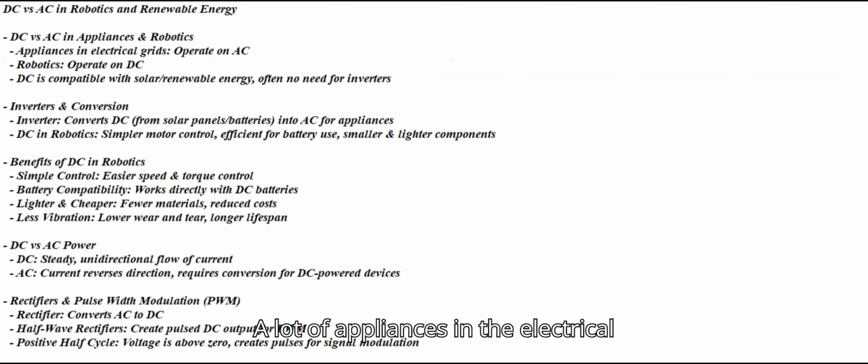A lot of appliances in the electrical grid operate on AC, but robotics operate on DC. In fact, DC is very compatible with solar and renewable energy, meaning you may not even need a converter or inverter when dealing with renewable energy in robotics. Copper wiring acts as the medium to carry the electrical current, transmitting energy from the inverter to where it's needed. An inverter is an electronic device that converts direct current, DC, into alternating current, AC. The DC to AC conversion is essential because the output from sources like solar panels or batteries is DC, but most household appliances in the electrical grid require AC.